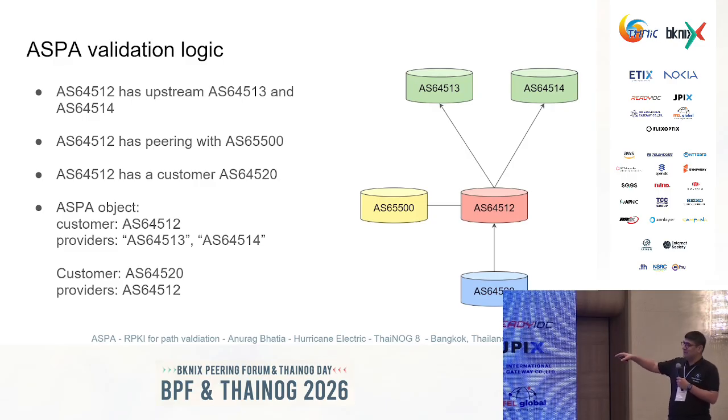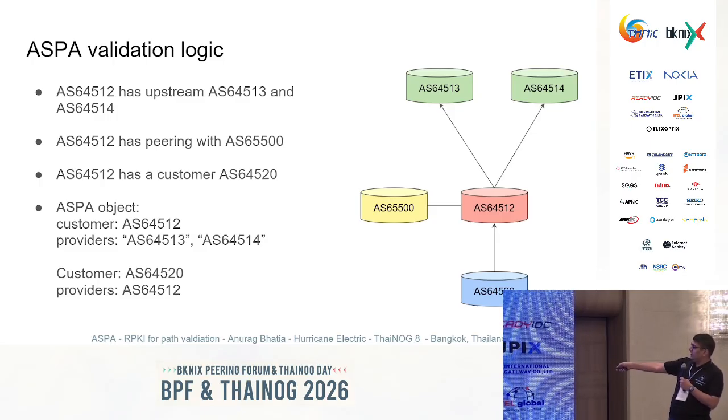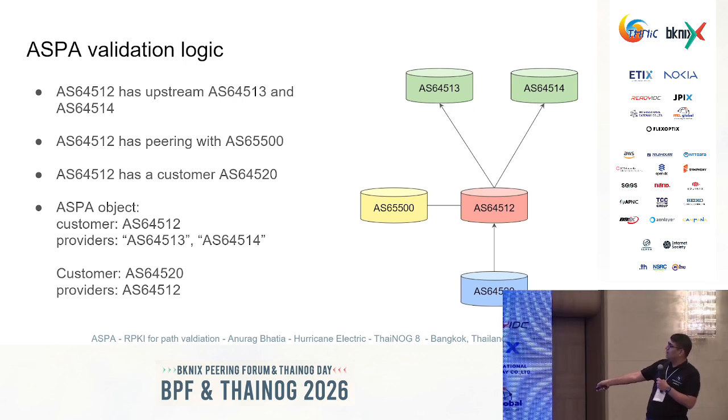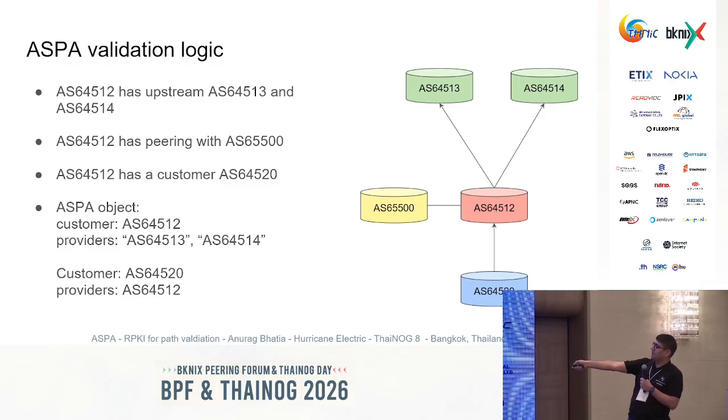If I speak each of them out with this long string, you may not follow. So I'm going to just call the last digit. So you got 12, 13, 14, 20, and 00. So let's say 12 in the red is providing service here to the 20 in blue, and it got its upstream 13 and 14, and it got a peer which is 00.